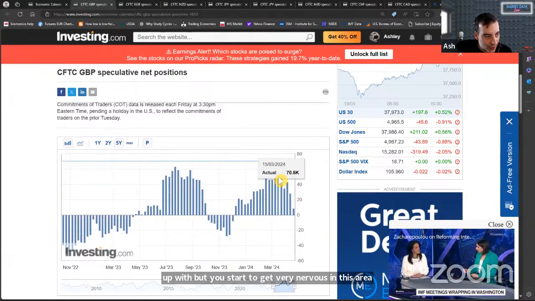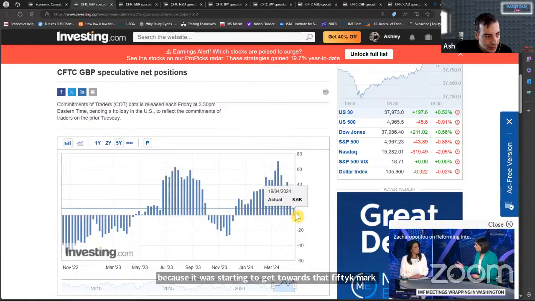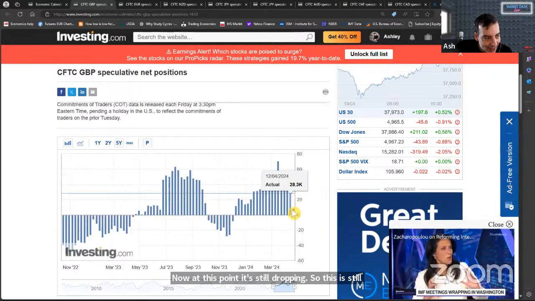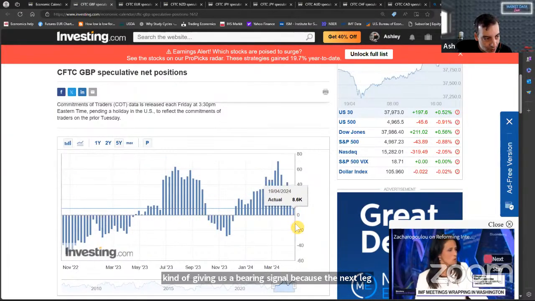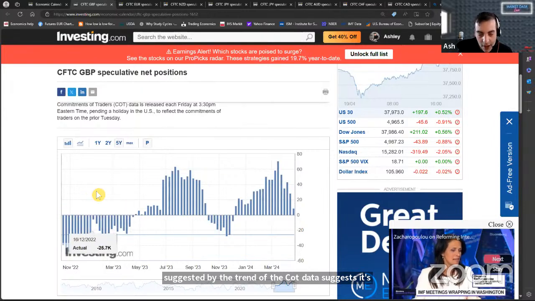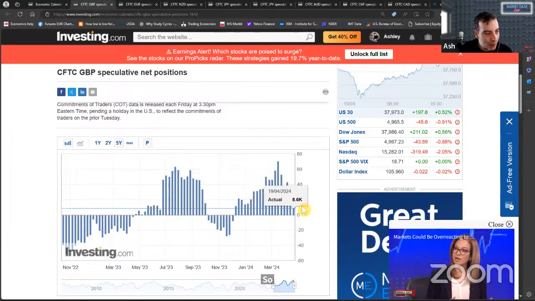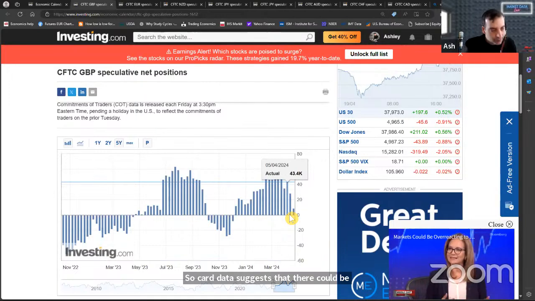But this drop here is where we're starting to get interested. Now at this point, it's still dropping, so this is still kind of giving us a bearish signal, because the next leg, suggested by the trend of the COT data, suggests it's going to be below zero next week. So COT data suggests that there could be possible selling of the British pound.